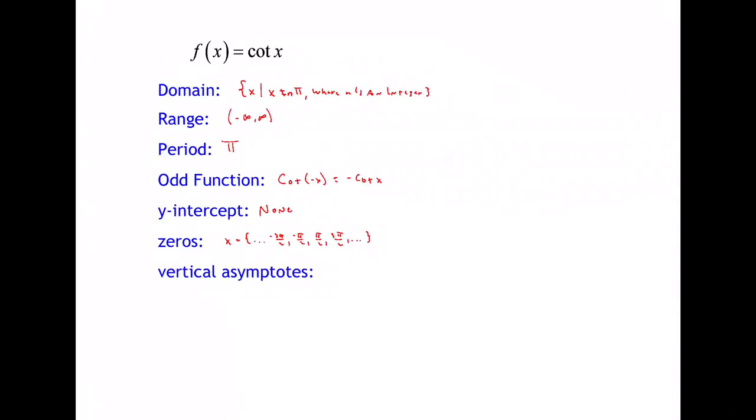Your vertical asymptotes are the same thing in terms of your domain. That's where those restrictions are. So x is going to be equal to n pi, where n is an integer. So once again, reflecting off of what we had for the domain as well. Those are the characteristics of the cotangent function.